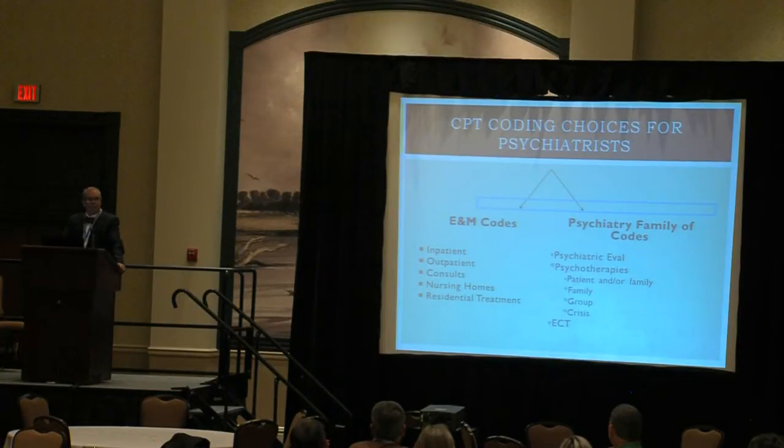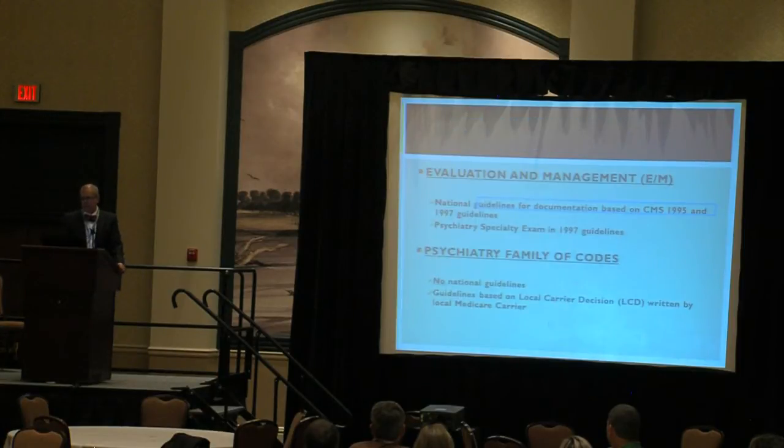So if I see a new patient, I can either bill them as a psych eval, or I can bill them as a new E&M code, depending on the documentation, the way I choose to do the documentation, or the way I choose to submit the bill. There are separate psychotherapy codes for patient and family, family group, and the new crisis code, and there, of course, are still ECT codes.